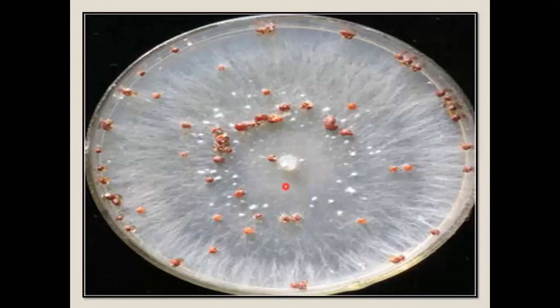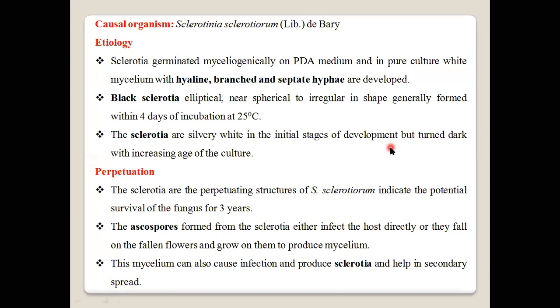This is the brownish sclerotia seen in these petri plates. These infected stems were isolated and cultured on artificial media, so the sclerotia are formed on this loose, whitish, puffy growth. Then the causal organism is Sclerotinia sclerotiorum.